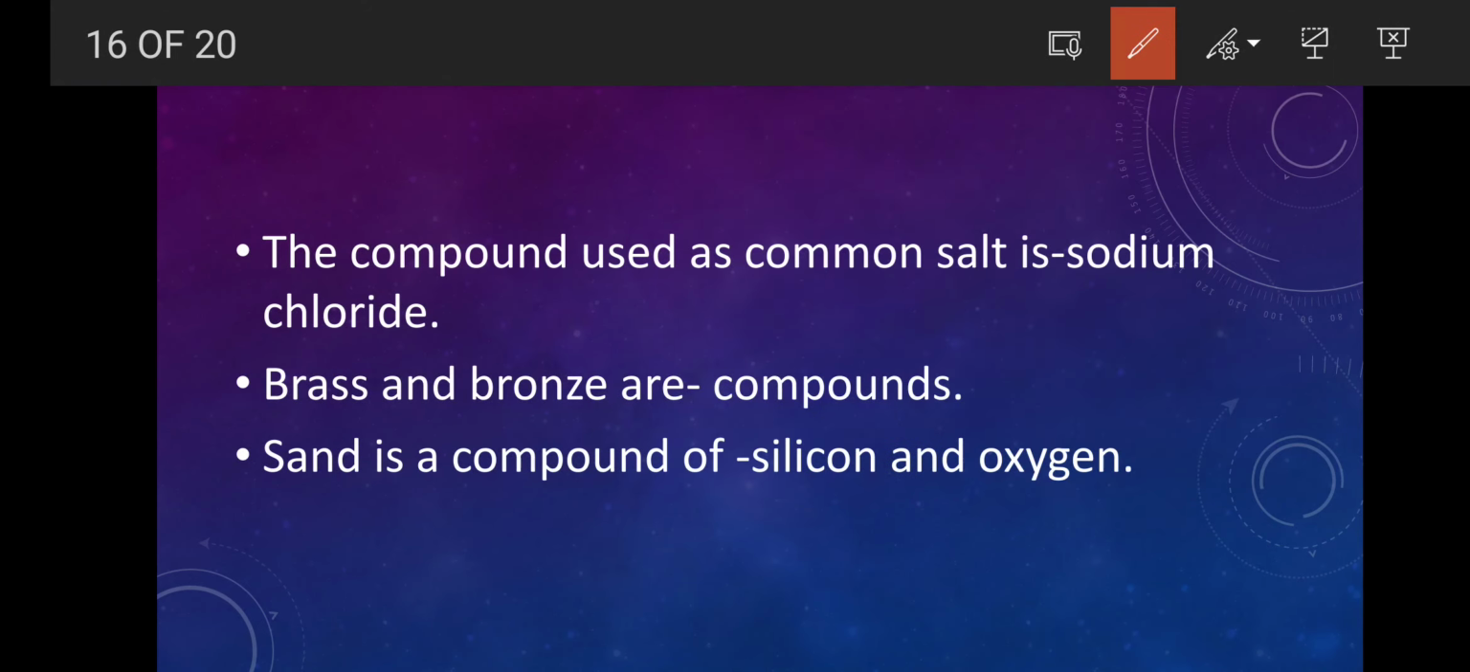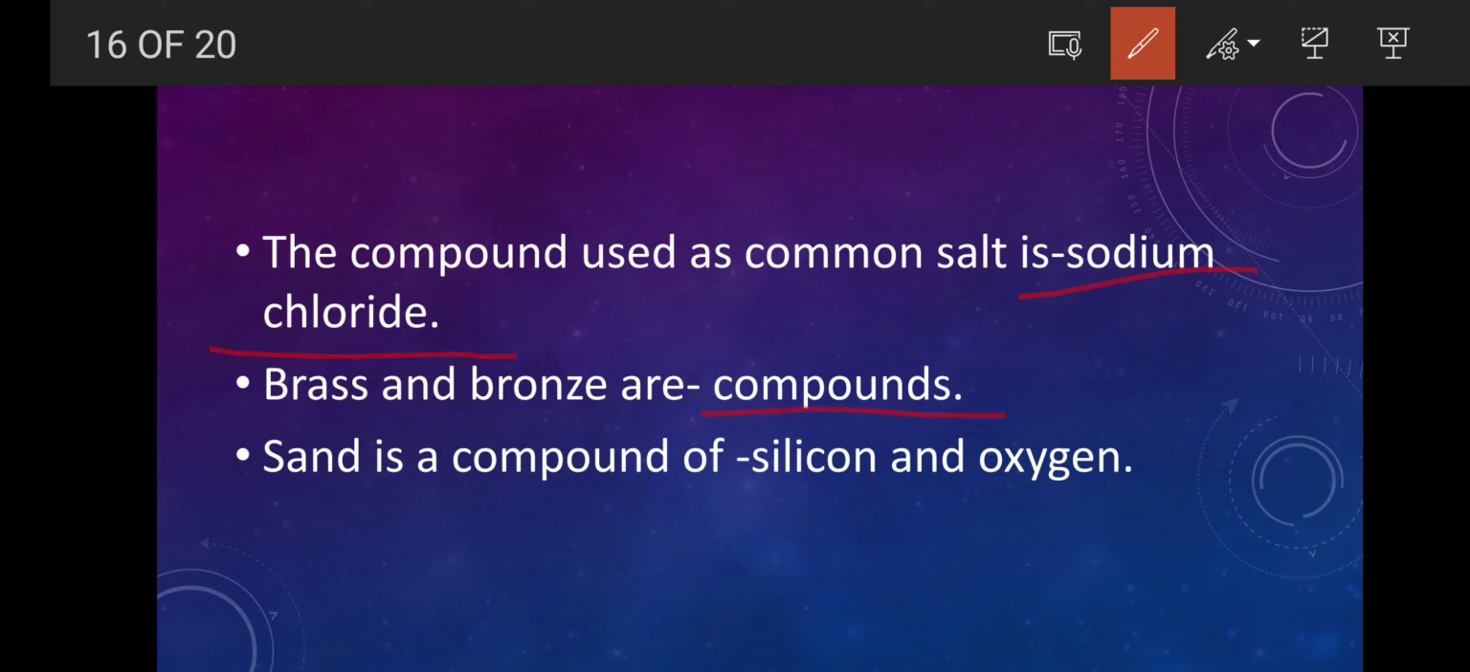Now next, the compound used as common salt is. So which compound is used as a common salt? Many options can be there, like sodium chloride, calcium chloride, sodium oxide, hydrogen chloride. But you know the correct answer. What is the correct answer? Sodium chloride. Next is brass and bronze are what? Suppose options are elements, mixtures, compounds, all of the above. Then the correct answer is what? Mixtures.